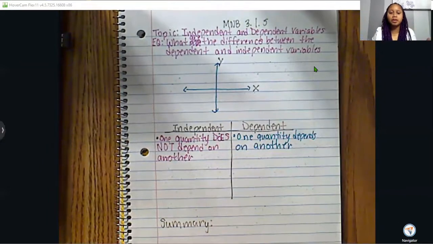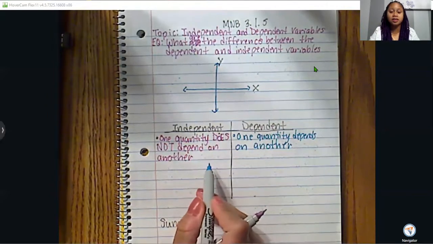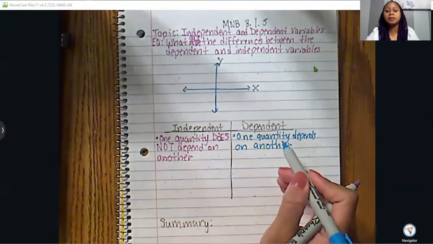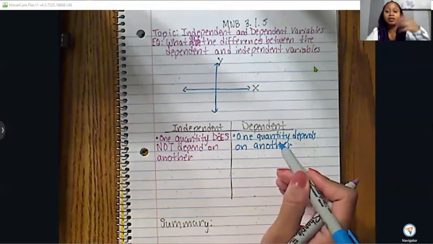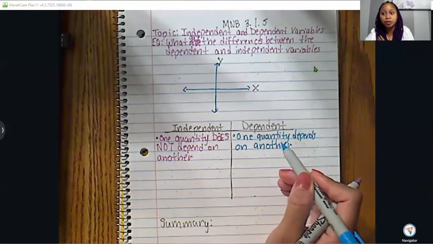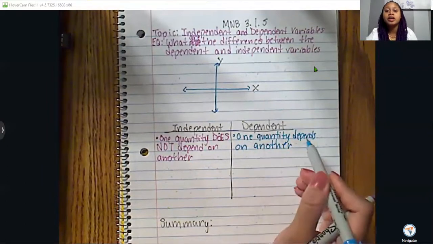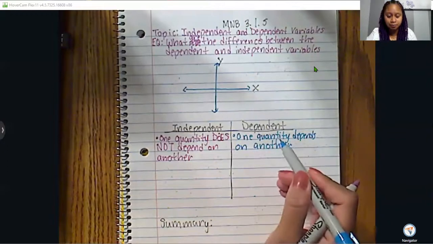So you have independent. If you think about independence, you're free. You don't rely on anybody, don't rely on anything. That's independent. So that's why it does not depend on anything. And then the dependent, if you're depending on somebody, that means you're counting on them to do it. You're relying on them. You're waiting for them to do it before you can do your thing. That's where you depend on another. So that's the dependent.